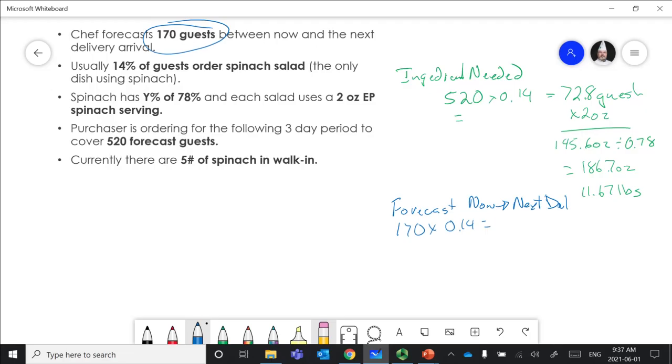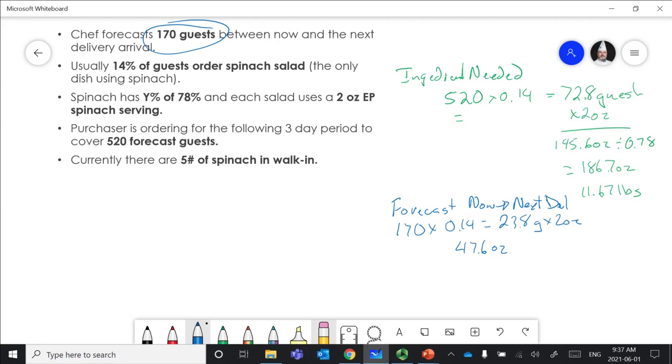So that means it's 23.8 guests. And I know these are 0.8 of a guest, but we're not going to round our numbers until we get to our final answer here, right? Because there's a little bit of our margin for error. Like we say there's 14% of the guests are going to have spinach salad. You know, it's not always perfect, right? So if we have 23.8 guests times our 2 ounces of EP spinach, we need 47.6 ounces EP, right?